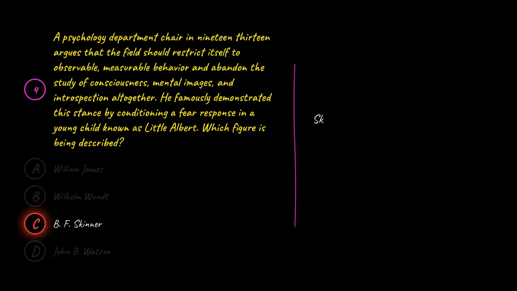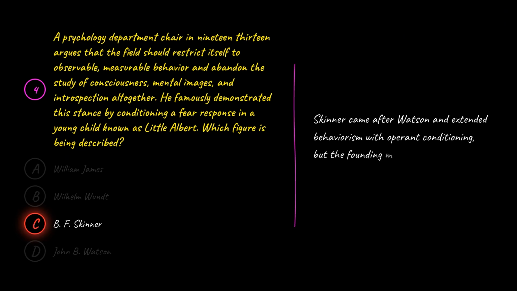B is wrong because Wundt founded the first experimental laboratory and used introspection, the very method behaviorists rejected. C is wrong because Skinner came after Watson and extended behaviorism with operant conditioning, but the founding manifesto and the Little Albert demonstration belong to Watson.